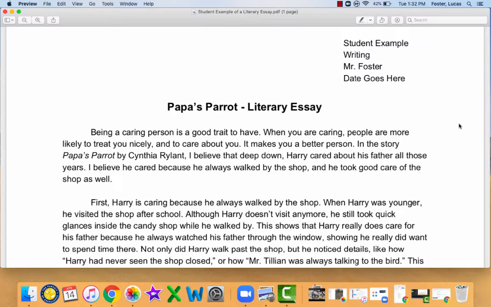You spent a lot of time last Wednesday taking a look at what a literary essay is, and I read this to you on Wednesday, and all of those things.